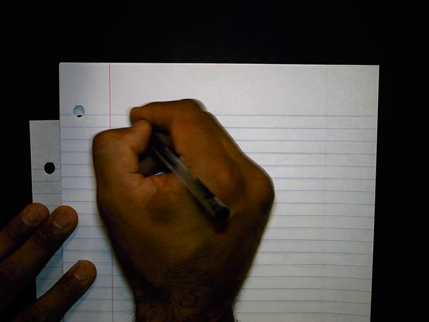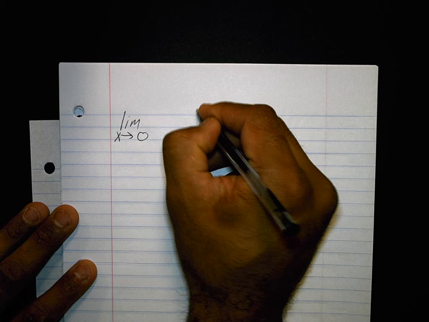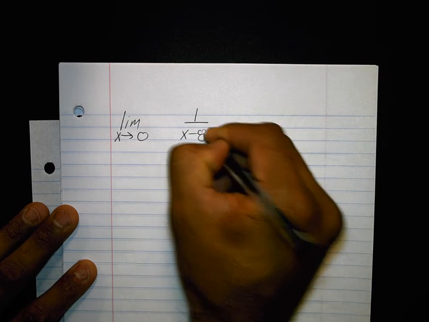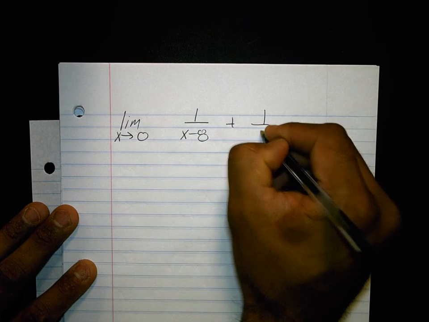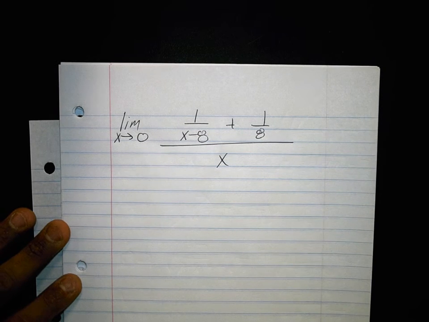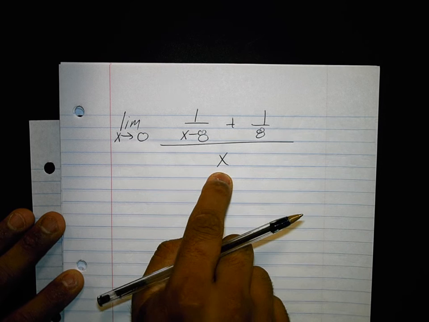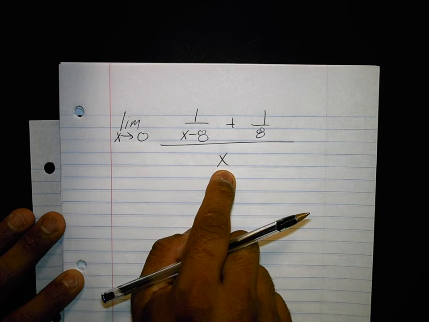The same kind of issue here. So what is the limit as x approaches 0 of 1 over x minus 8 plus 1 over 8, all over x? Same thing, I'm going to plug in my 0. If I plug it in right there, I'm okay. But if I plug it in right here, I'm going to have a problem. So that's not going to work.